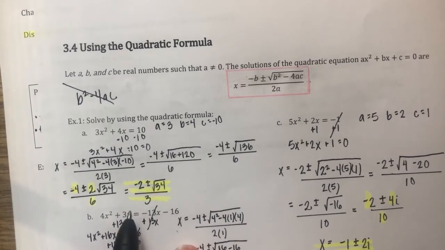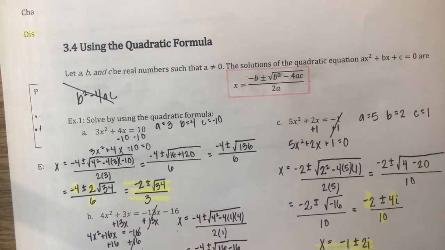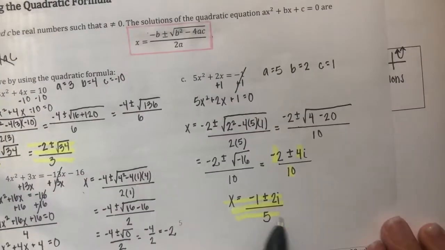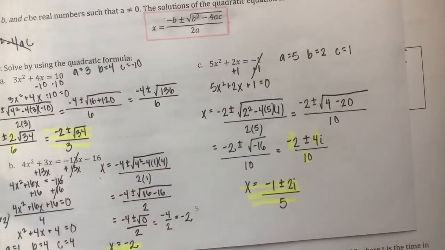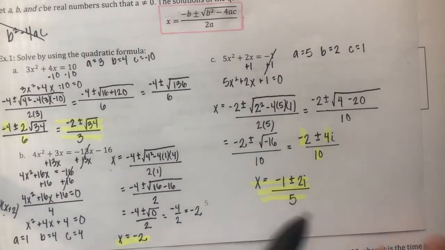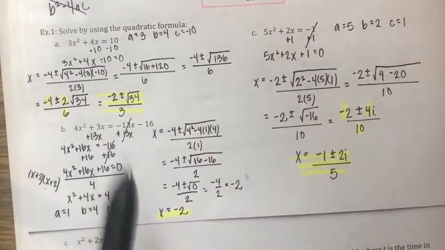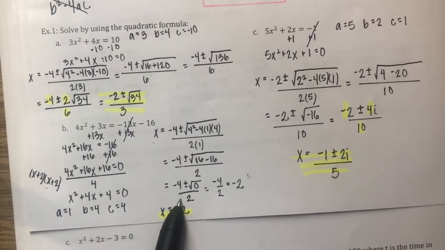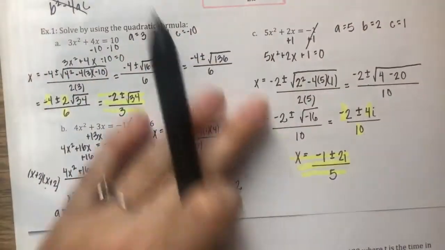So even though this is not necessarily a clean solution, it's a real solution because it doesn't have an i. What would cause the i is if I had a negative inside the radical. For C, I ended up with a negative inside the radical, and my solutions were imaginary. So if what's inside the radical is positive, you end up with 2 real solutions. If it's negative, you end up with 2 imaginary solutions. And if it's 0, like it was here, you end up with 1 solution, because there's no plus or minus a number. You're just adding 0, so it doesn't make a difference whether you're adding or subtracting it.